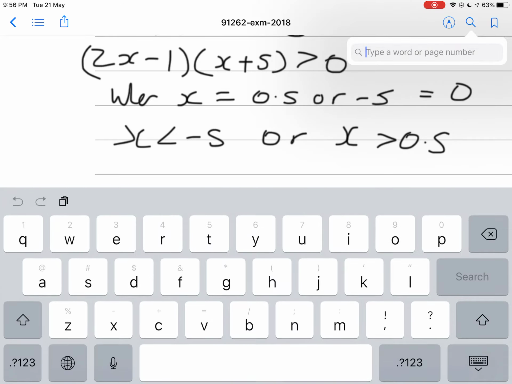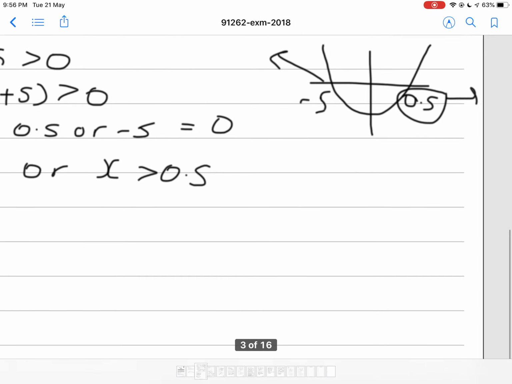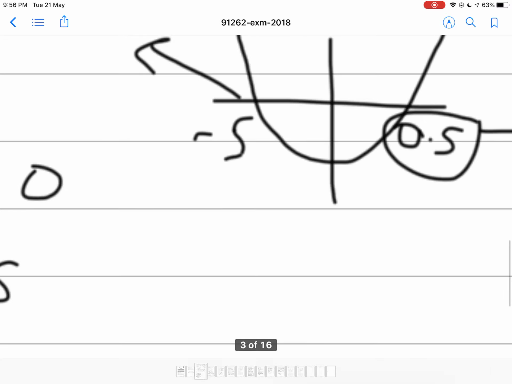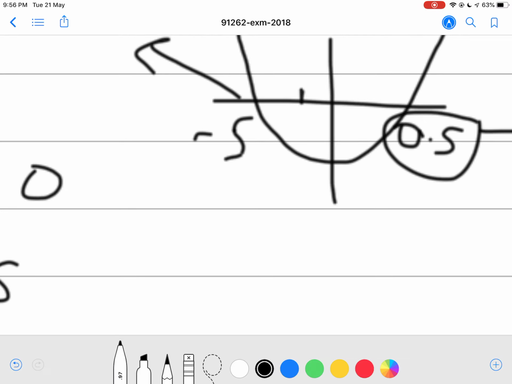If it was between these two numbers, let's say x equals -2. So -2 is going to be somewhere around here, and we see at -2 the parabola is actually here. So that's less than 0. You see it's here, it's less than 0.